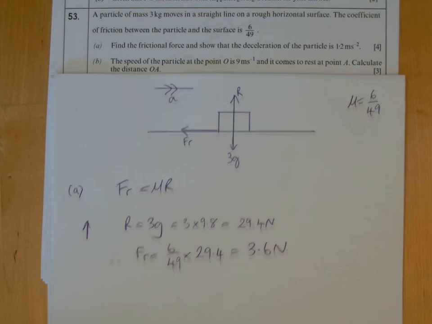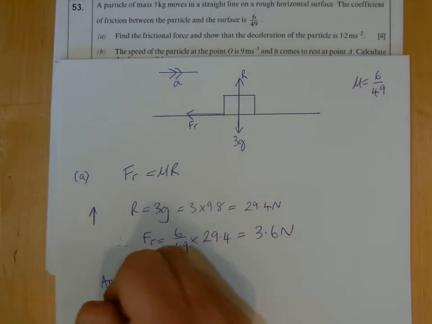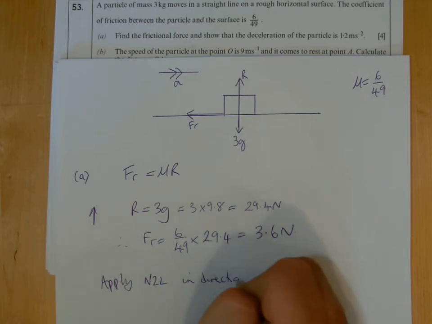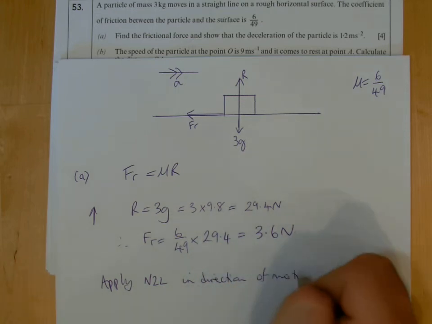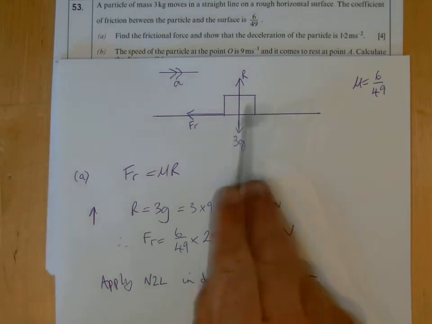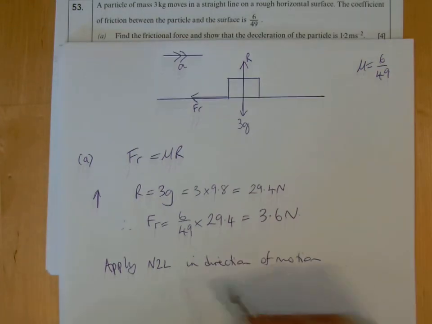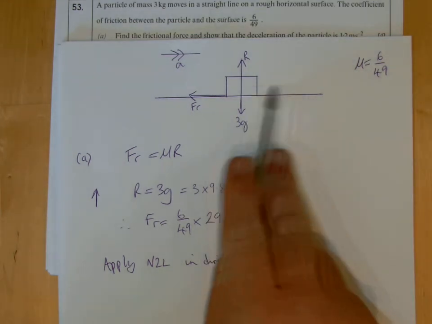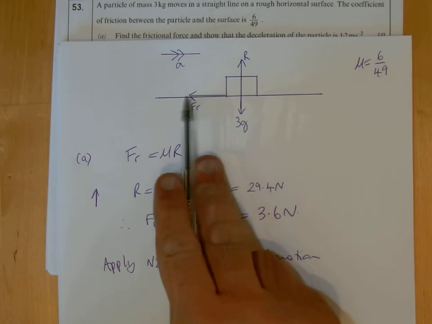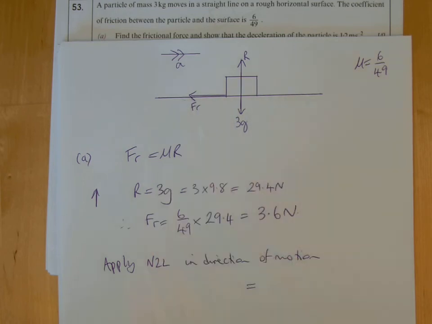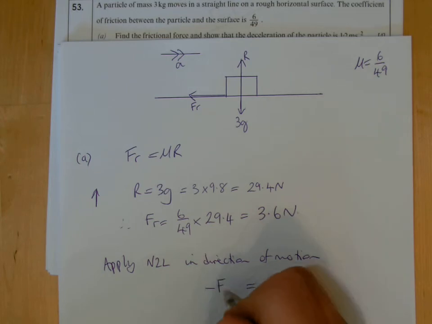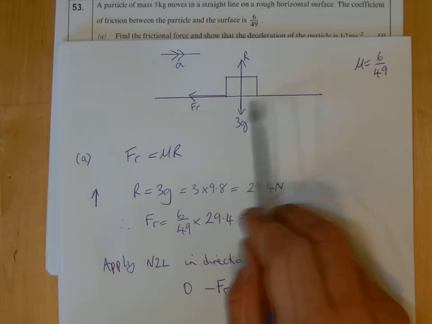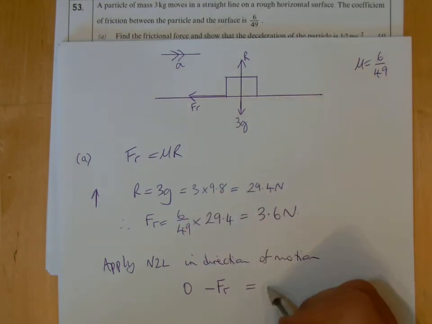Deceleration then. We apply Newton's second law in the direction of motion, the direction that this object is moving in. You'll appreciate there's no forward force. Remember, resultant force equals mass times acceleration. There's no forward force here, so it'd be nothing take away the friction. We end up having minus the friction. You can put 0 there if you want. There's no forward force, take away the friction, and that will equal mass times acceleration.